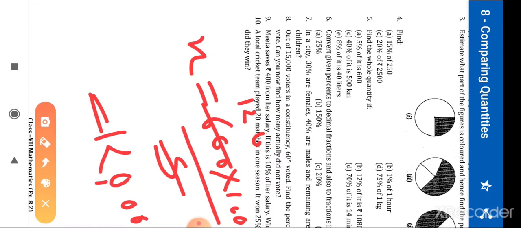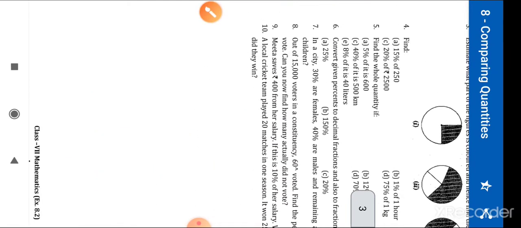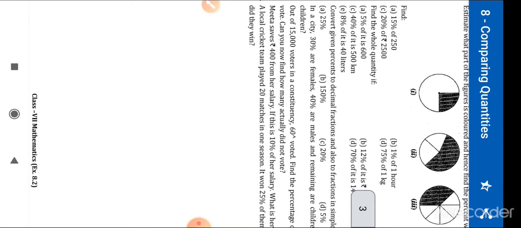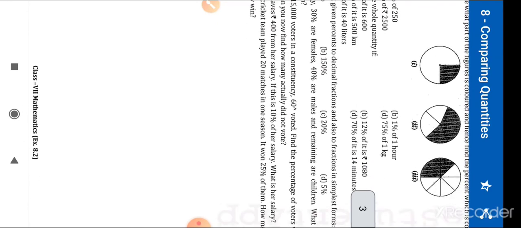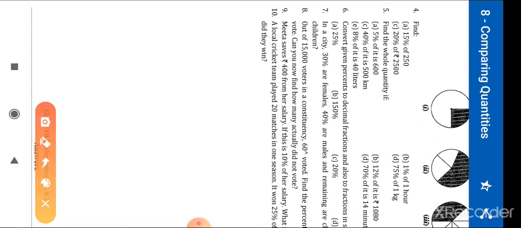Now move to the next question, question number 6. Question number 6 is convert the given percent to decimal fractions and also to fractions in simplest form. So the first question is 25%. First we have to write this percent into decimal form. After that we have to reduce this into a fraction in its simplest form.